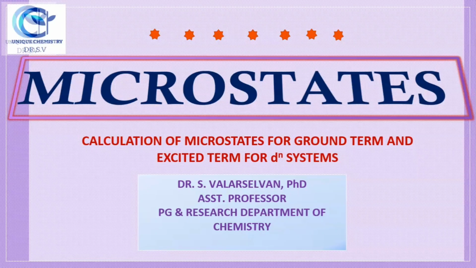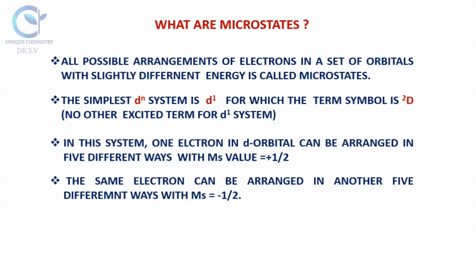This is a continuation of the previous presentation on term symbols. In this presentation, I am going to discuss microstates and their calculation, and how all possible term states are deduced, in addition to the method already discussed for deriving the ground state symbol. Now I go to the presentation.